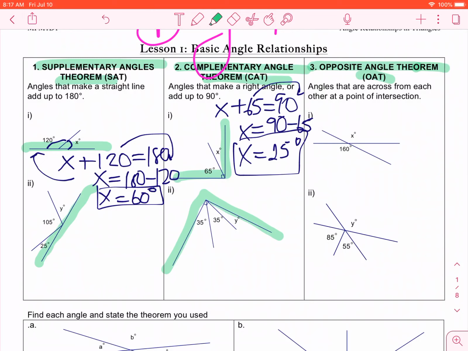And last but not least, we have our opposite angle theorem, which is OAT in short form: angles that are across from each other at a point of intersection. So when you see intersecting lines, this one's very straightforward. If we see here, we have 160 degrees. If we actually had to find out what that angle on the other side may be, it would be 160 as well.